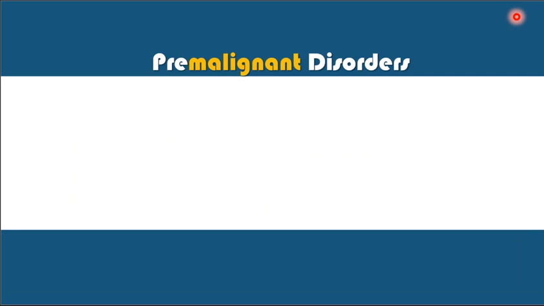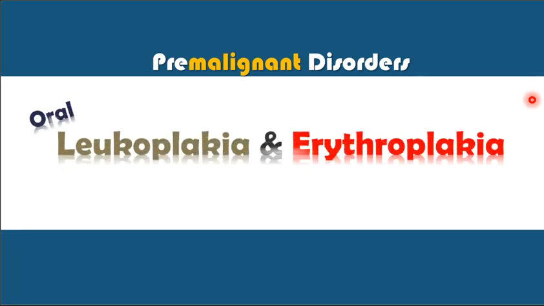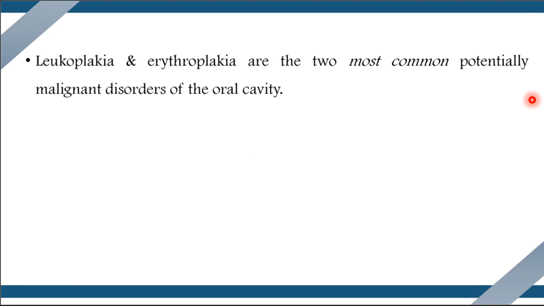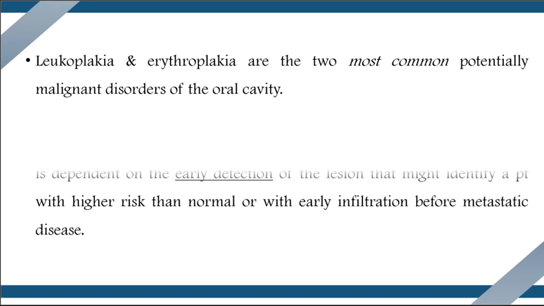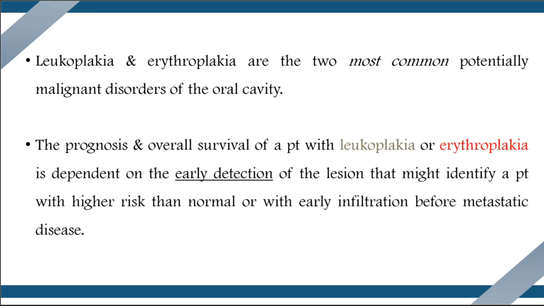Okay, let's start with pre-malignant lesions or pre-malignant disorders: oral leukoplakia and erythroplakia. Leukoplakia and erythroplakia together are the most common potentially malignant disorders in the oral cavity, and the prognosis and overall survival of a patient with leukoplakia and erythroplakia depends on early detection.